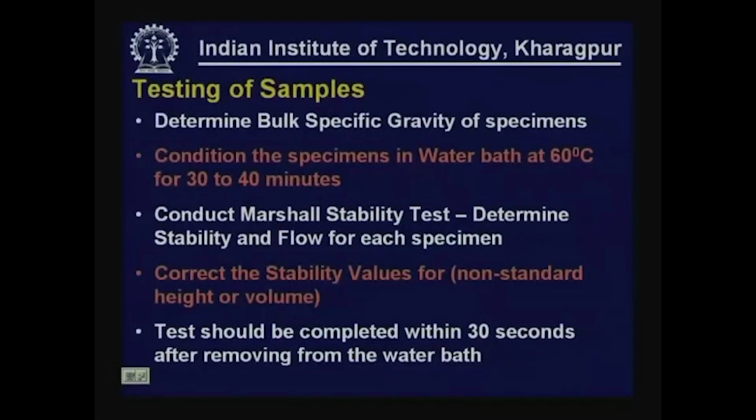So, as the volume differs, the stability value that we attain in the Marshall testing machine will have to be corrected to correspond to a standard volume. There are correction factors available for this. Then the test should be completed within 30 seconds after removing from the water bath. This is to ensure that the temperature does not fall below 60 degrees centigrade. There should not be any significant difference. So, we should not wait for 2 minutes, 3 minutes before the test process is completed. As soon as the specimen is removed from the water bath, which is at 60 degrees centigrade, the test should be completed quickly.